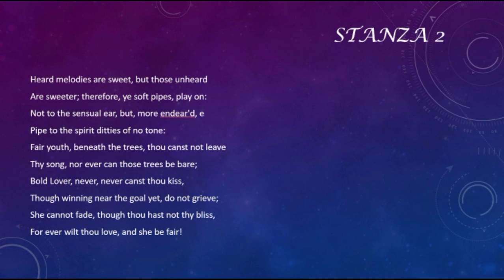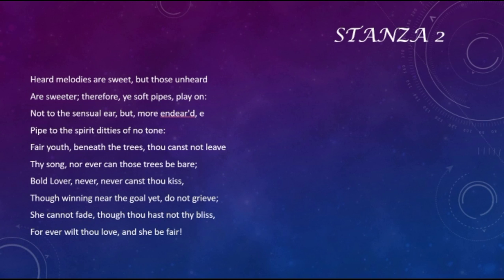What does he imagine? He imagines that the unheard music is far sweeter than the music heard by mortal ears. Actually, in these lines, the poet asserts the superiority of imagination over reality. Is it clear, the first two lines? And the next three lines, sorry.